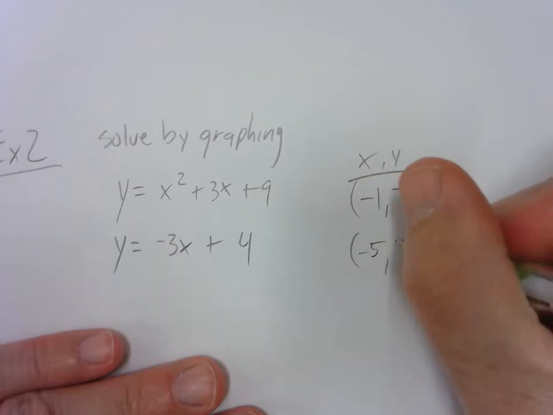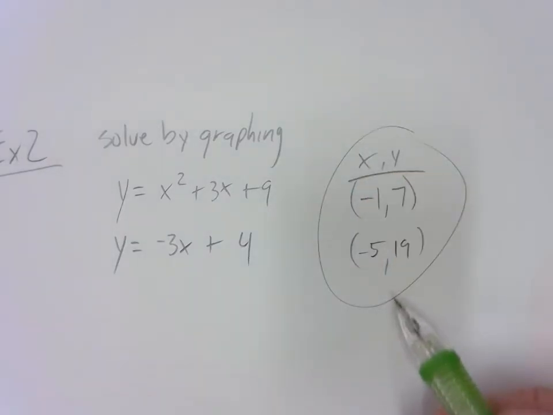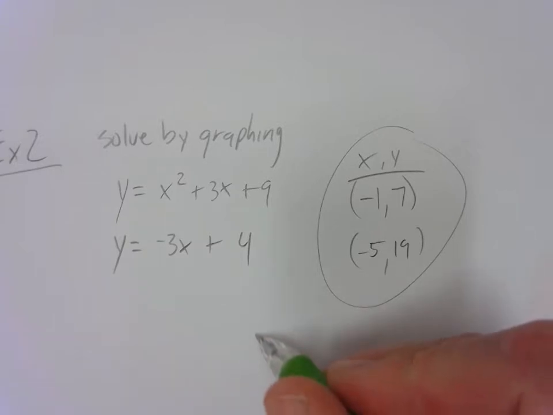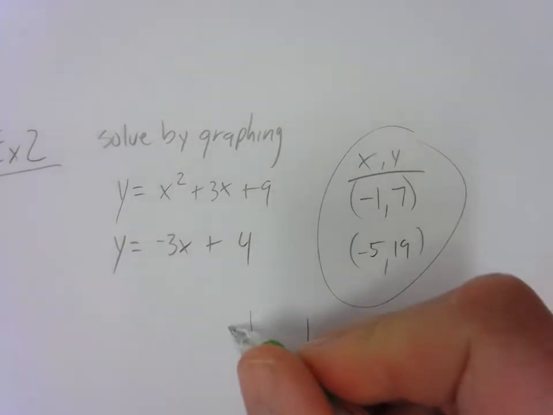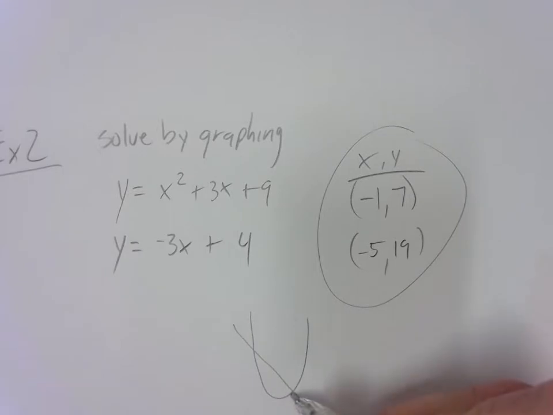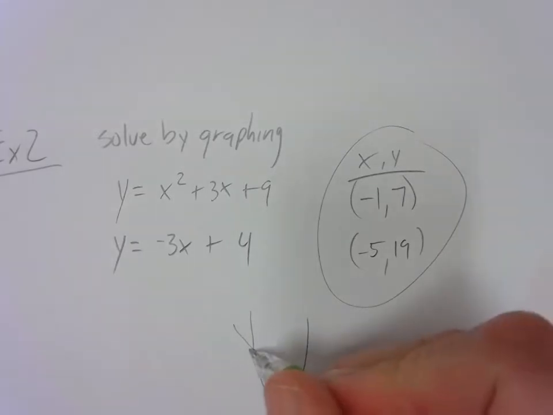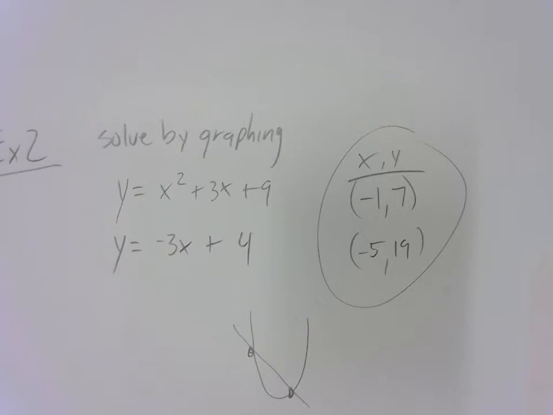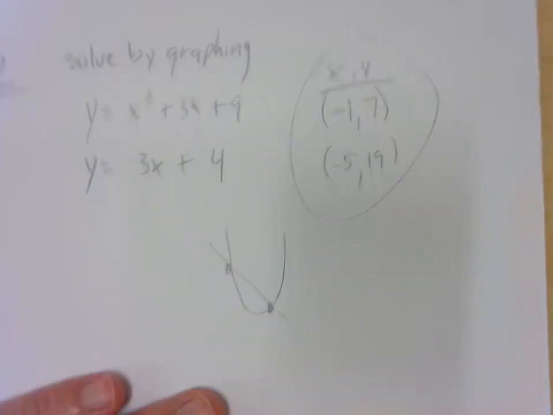So these 2 points are the solution. They're the common points shared. So basically what happened is the parabola went like this, and the line came through it like so. And there's a point here and a point here. Those are the common points that make this algebra situation true. All right.